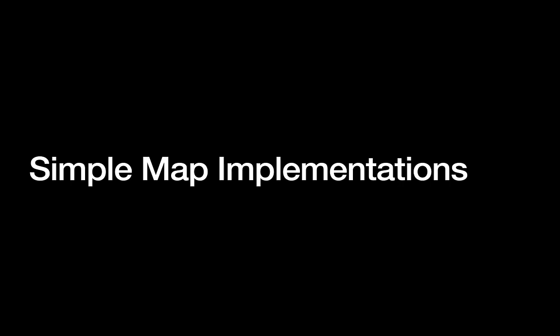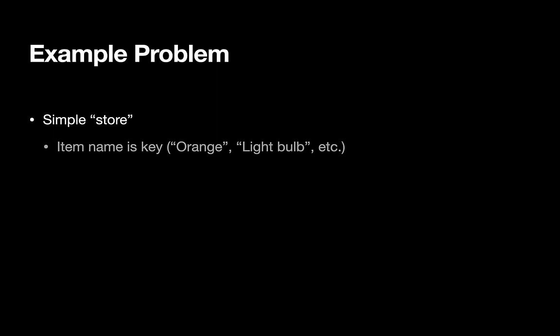Now we'll take a look at some simple map implementations. So first off, we'll look at some example problems. And in our example problems, we'll think of this as being a really simple store.